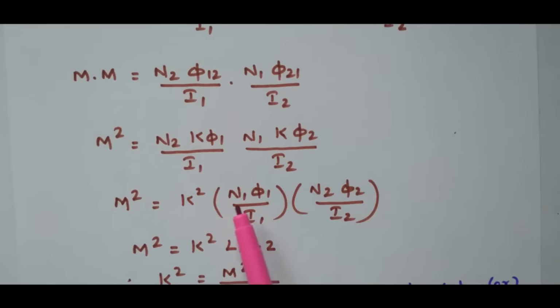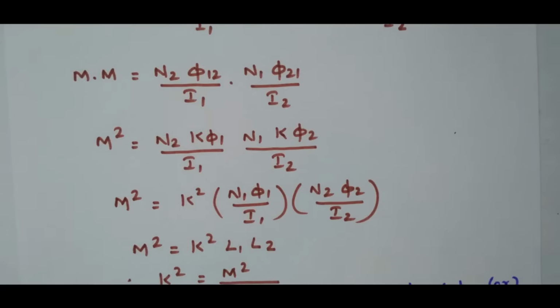Inductance of a coil, Nφ by I is the general formula. So that can be written as L1. N2 φ2 by I2 can be written as L2, the self-inductance of the second coil. So from this, K² equal to M² by L1 L2. Bring this term in the denominator. So K² equal to M² divided by L1 L2. What is K? Take the square root. So M divided by square root of L1 L2.